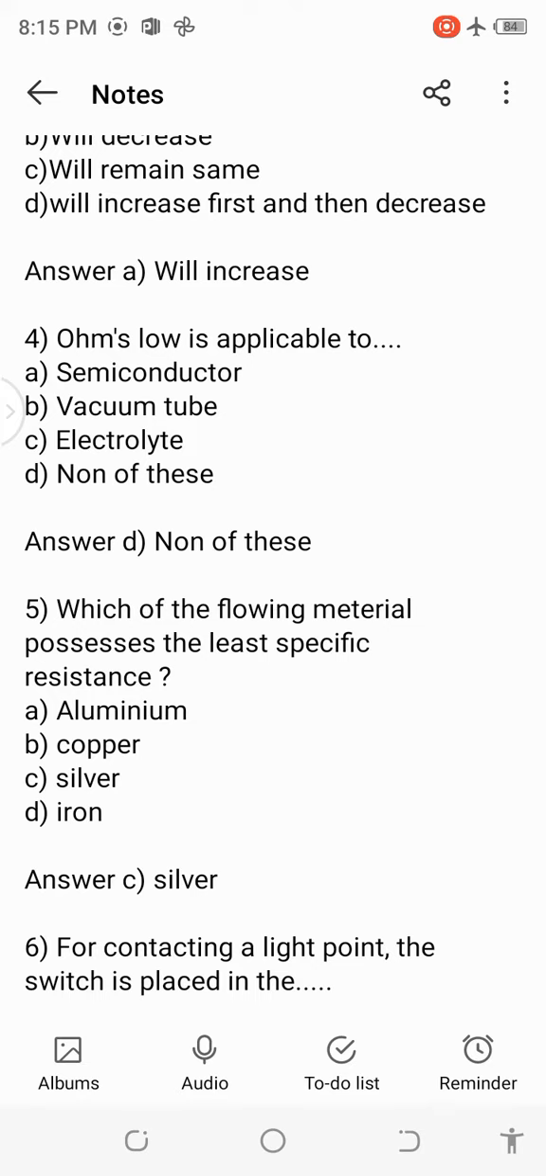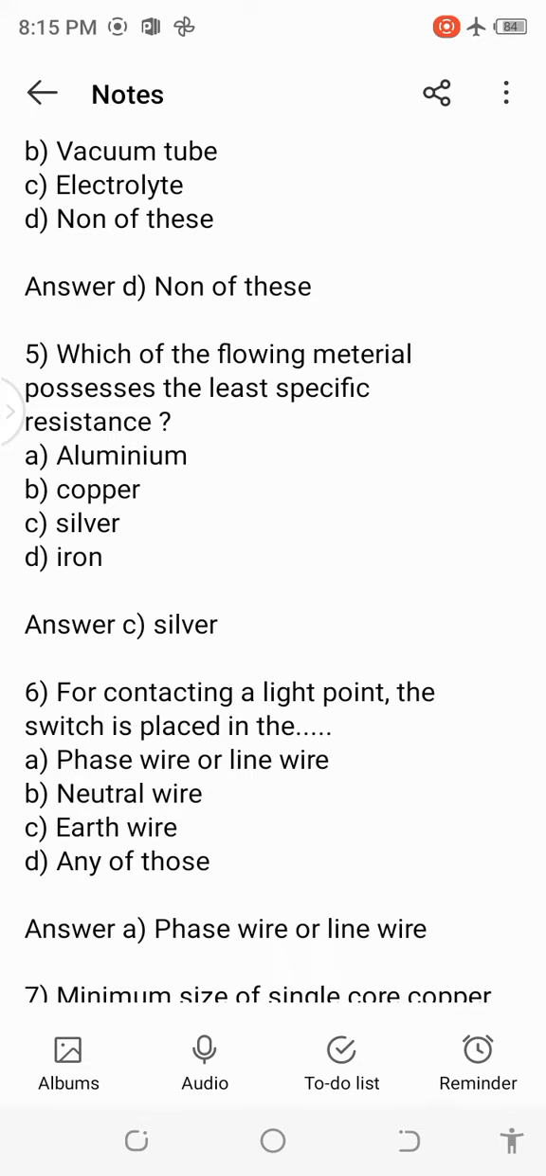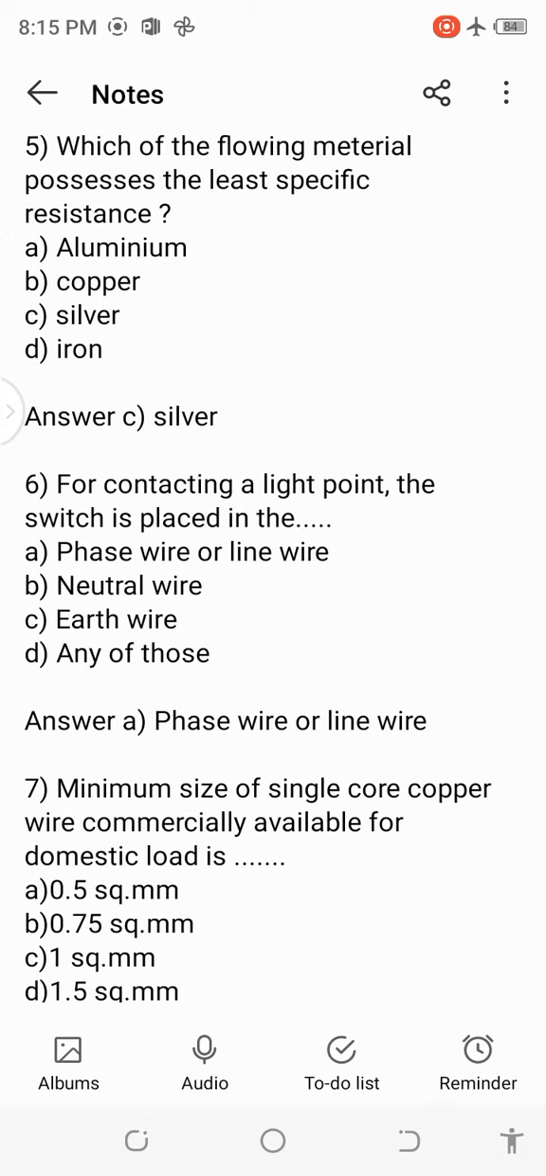5. Which of the following materials possesses the least specific resistance? A. Aluminium. B. Copper. C. Silver. D. Iron. Answer C. Silver.